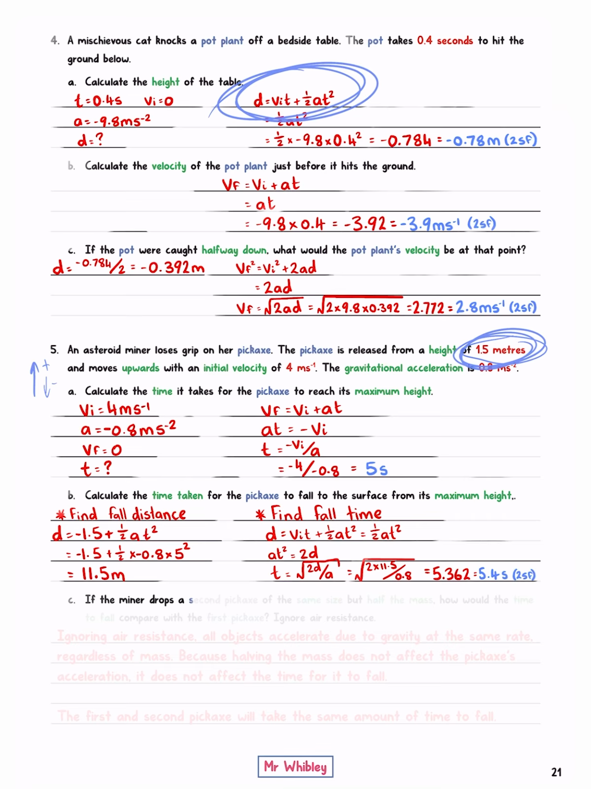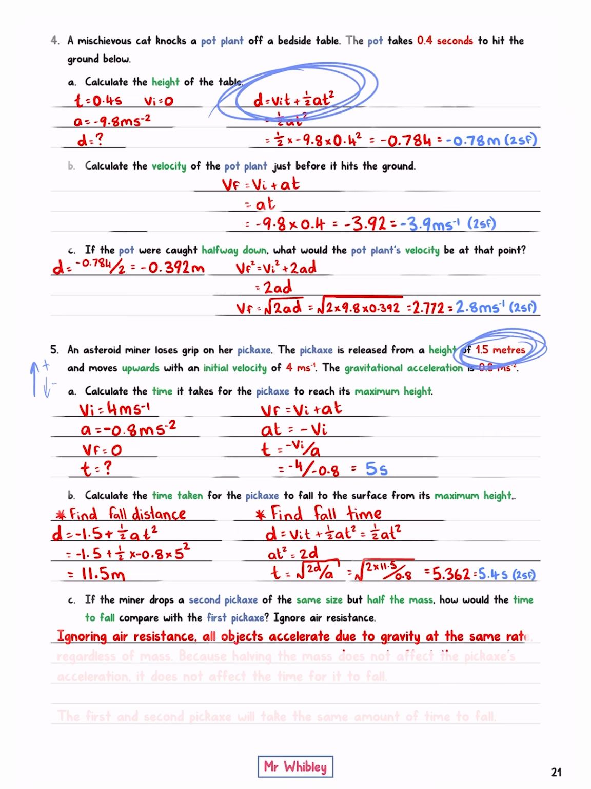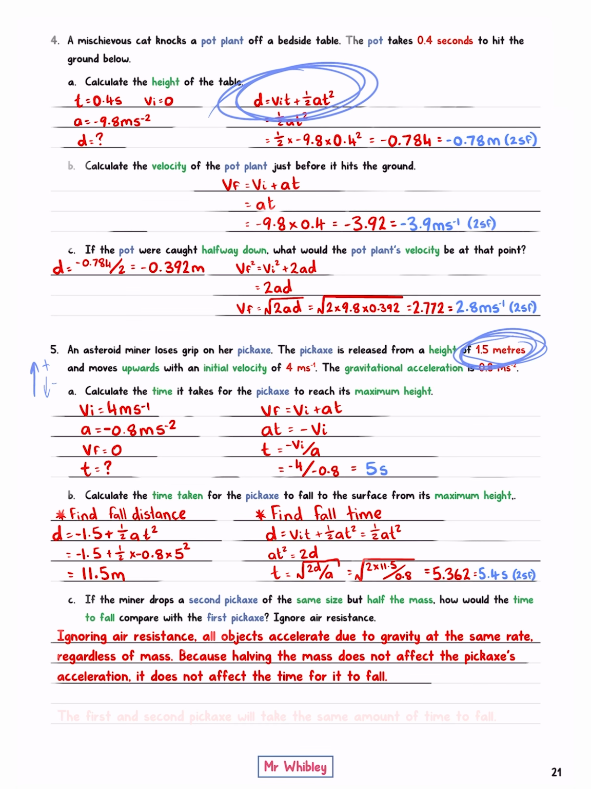If the miner drops a second pickaxe of the same size but half the mass, how would the time to fall compare with the first pickaxe? Ignore air resistance. Ignoring air resistance, all objects accelerate due to gravity at the same rate, regardless of mass. Because halving the mass does not affect the pickaxe's acceleration, it does not affect the time for it to fall. The first and second pickaxe will take the same amount of time to fall.